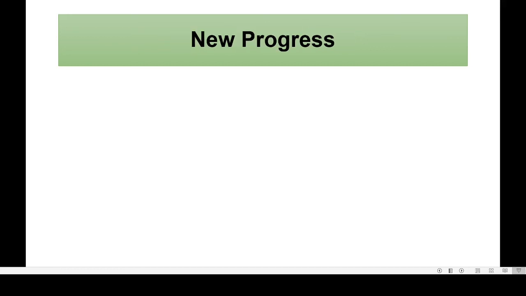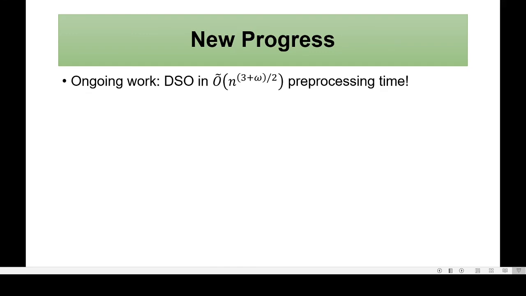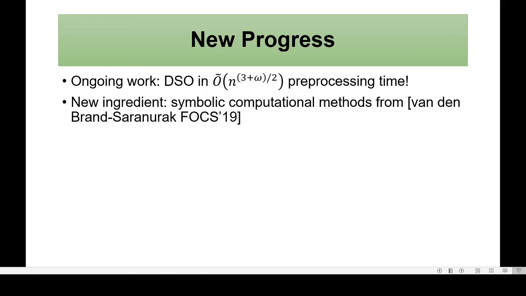Let me report some new progress on DSOs. In an ongoing work, we show we can build a DSO in Õ(n^(2 + ω/2)) preprocessing time. And the new ingredient we use is the symbolic computational methods from a paper of van den Brand and Saranurak in FOCS 19.